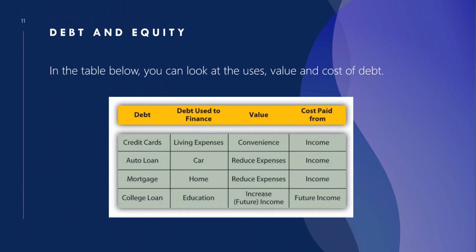In the table below, you can look at the uses, value, and cost of debt. Debt creates a cost, but it reduces expenses or increases income to offset that cost. Debt allows this to happen sooner than it otherwise could, which allows you to realize the maximum benefit for the investment. In such cases, debt is worth it.